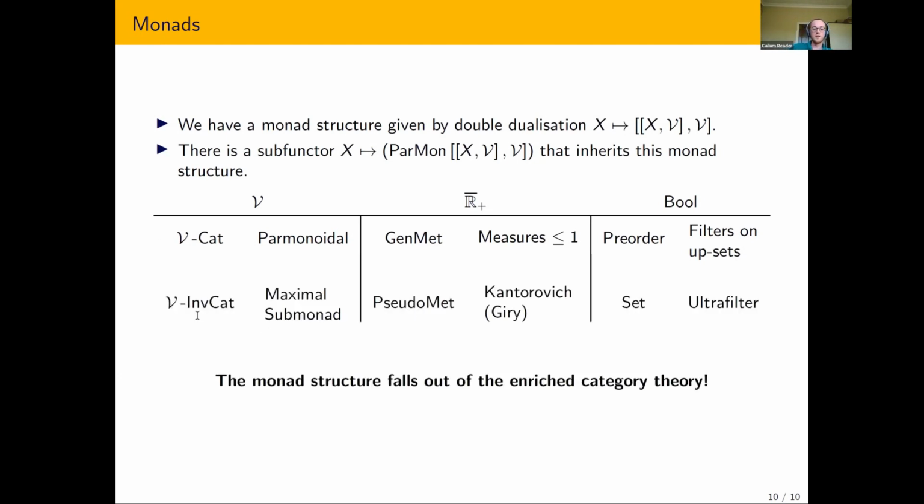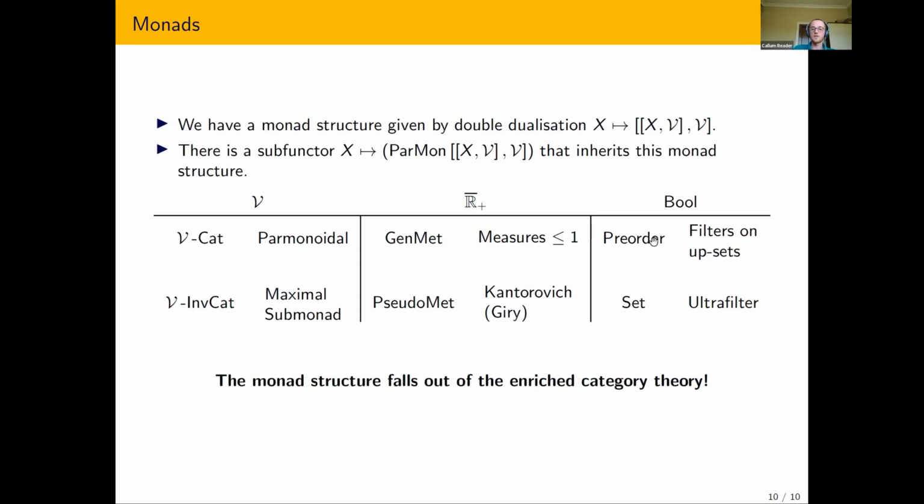But you can instead look at involutive categories and look at the maximal submonad of this monad. And in this case, if you enrich over R plus bar, again, we get things equivalent to pseudo metric spaces, or metric spaces with infinite distances. And what you get is not quite the Kantorovich monad because it includes all probability measures, but it's very similar to the Kantorovich monad, and the unit and the multiplication behave in the same way. And as I mentioned before, this is in some sense the same as the Giry monad.